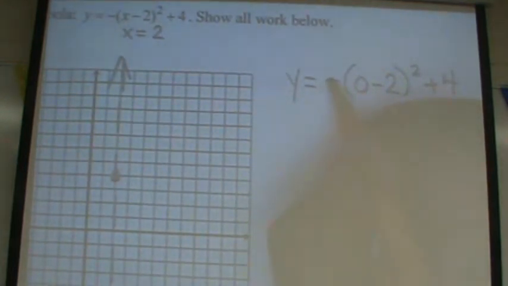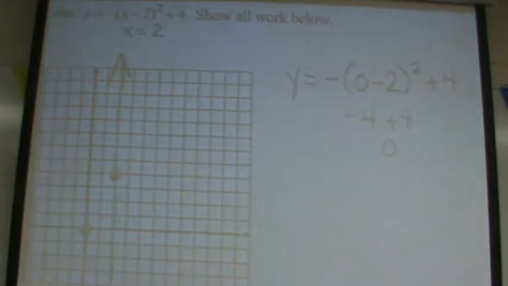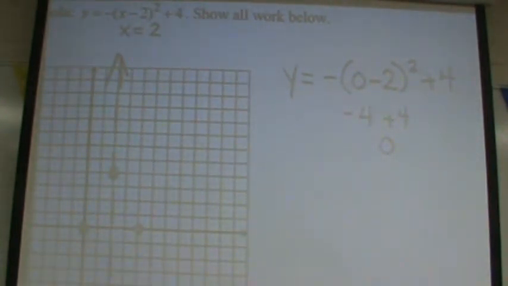So following the order of operations, 0 minus 2 is negative 2. Negative 2 squared is 4. 4 times negative 1 is negative 4, and negative 4 plus 4 is 0. So 0, 0 is your y-intercept, which means you're going to have a symmetrical point right there, which means that's your x-intercept.